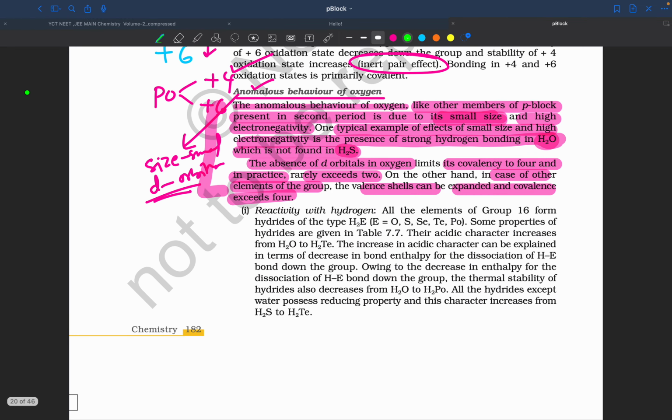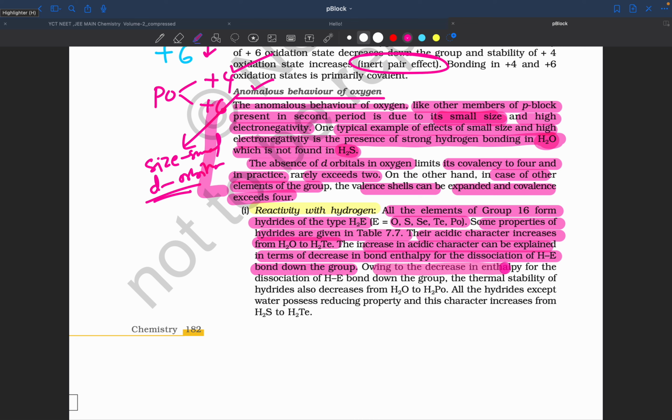Okay, so we got the hydrides here. I'll just read here. Okay, the reactivity of the hydrides. All the elements of group 16 form hydrides of H2E type: oxygen, sulfur, selenium, tellurium, polonium. Some properties of these hydrides are given in the table 7.7. Their acidic character increases from H2O to H2Te. The increase in acidic character can be explained in terms of the decrease in bond enthalpy for the dissociation of the H-E bond down the group.